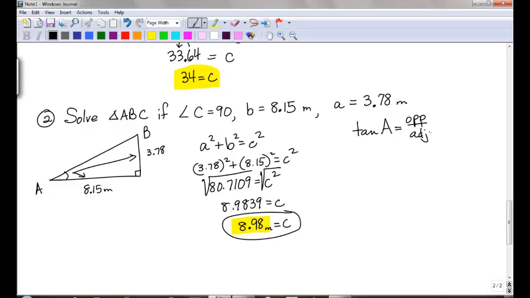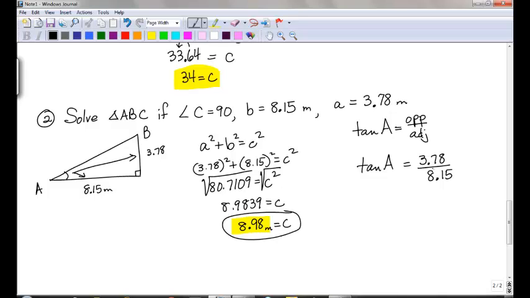Right. And you want to, I said it, we didn't write it down. Solve for the smallest angle first. And it's opposite the smallest side. Okay, so you might want to make a note. Solve for the smallest angle first. It's opposite the smallest side. So we'd have tangent of angle A. Opposite would be 3.78. Adjacent would be 8.15. Now just read that. 3.78 divided by, it's telling you what to do, divided by 8.15.